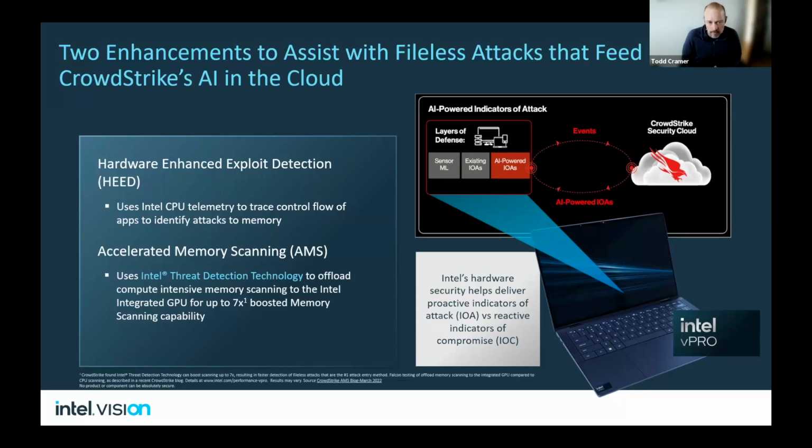The other one is accelerated memory scanning. As I talked about, it's compute intensive to use the CPU to do that. Well, what we do is we have inside every Intel SoC a GPU, and we have an API, and we've worked with CrowdStrike so that anytime they do memory scanning, they offload it to the GPU. It lets them do more scanning, more targeted scanning using that high performance GPU. What does that do for you?